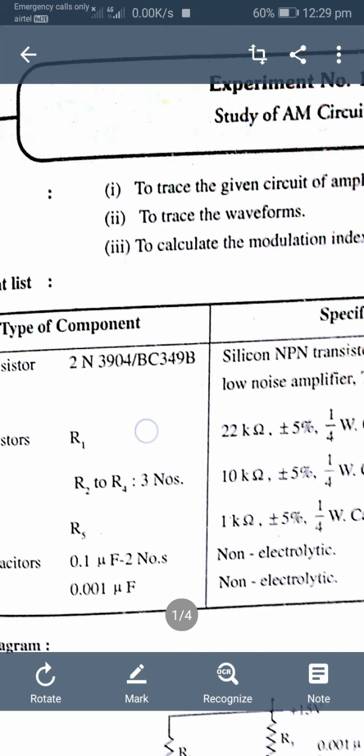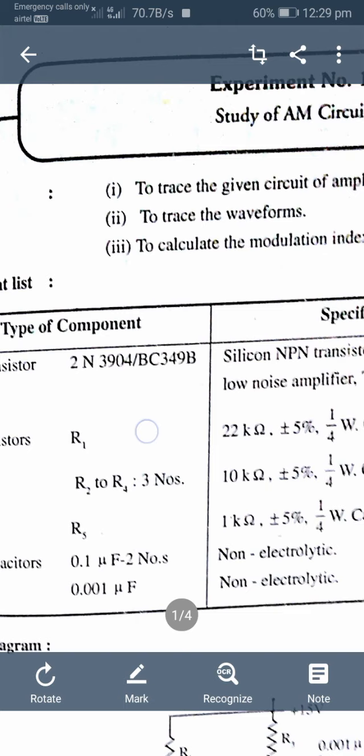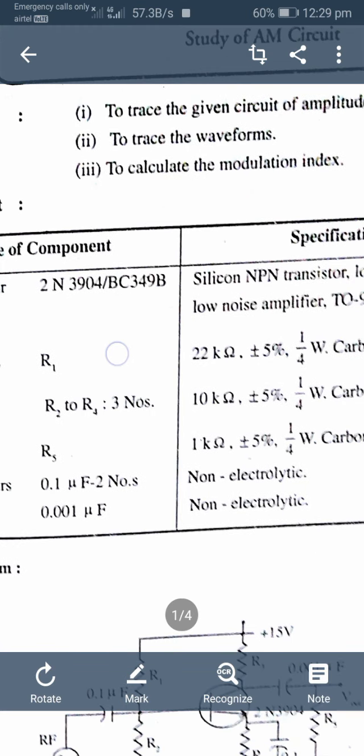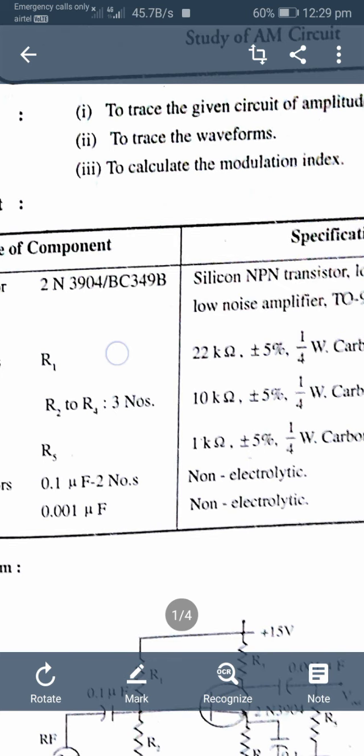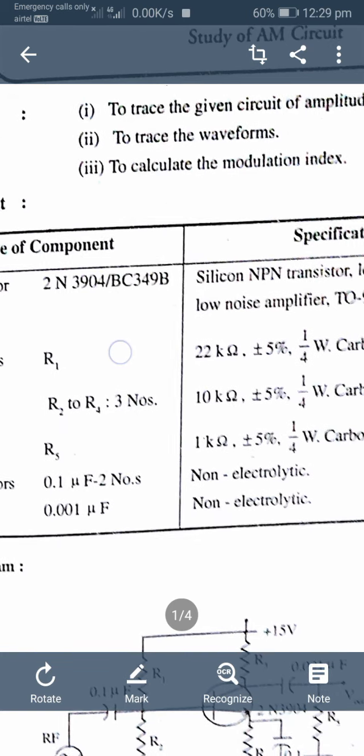Resistors required for this experiment are: R1, 22 kilo ohms, quarter watt carbon composition; R2 to R4, 3 numbers of 10 kilo ohm quarter watt carbon composition resistors; and R5, 1 kilo ohm quarter watt carbon composition resistor. Capacitors required are 0.1 microfarad, 2 numbers, non-electrolytic, and one 0.001 microfarad non-electrolytic capacitor.